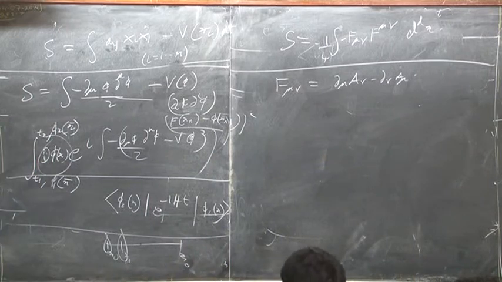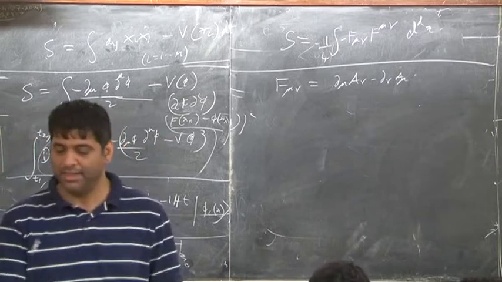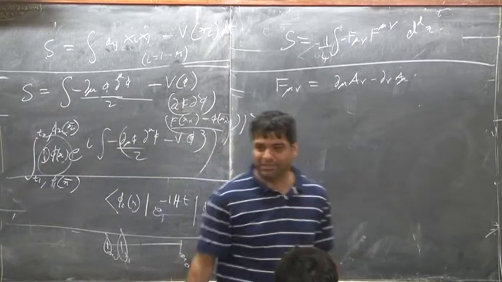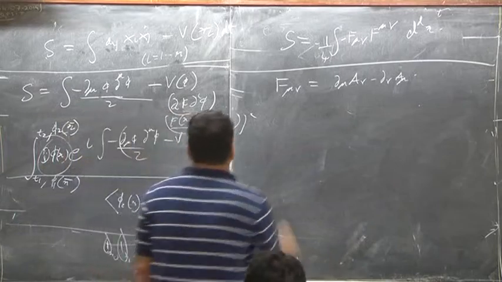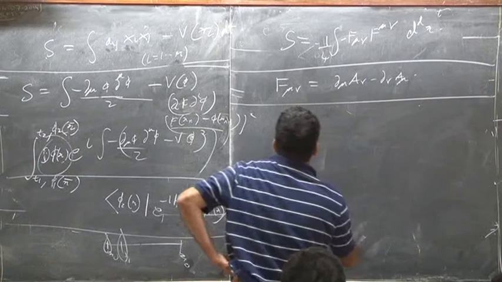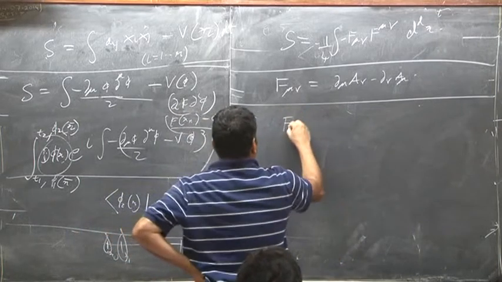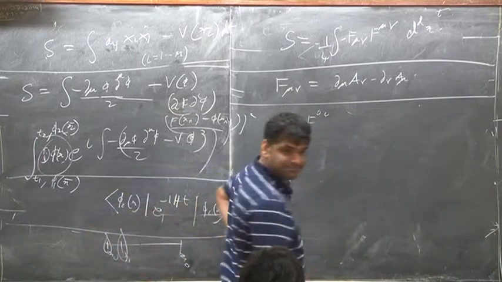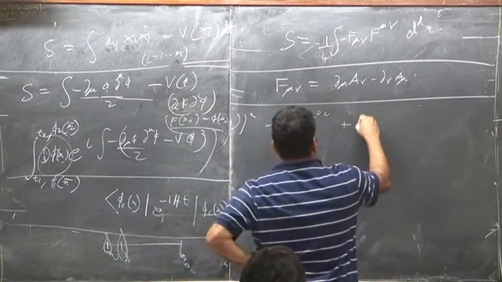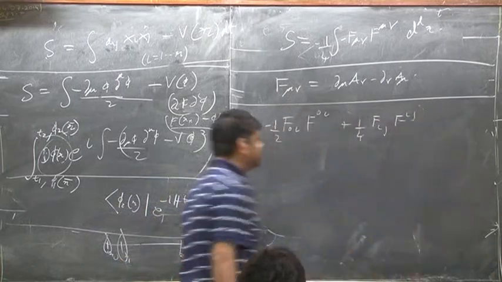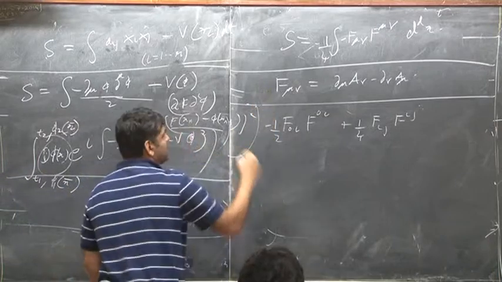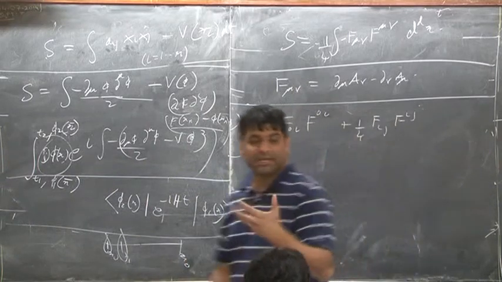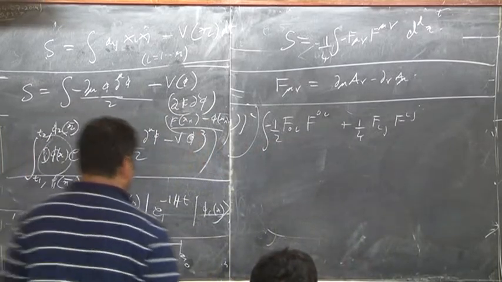Now, this action has a funny kinetic term. For the purpose of quantization, in order to see what I mean by this, let's do a time slice. We'll single out 0 as special. If we single out 0 as special, we can rewrite this action as F0i times half minus this, plus 1 by 4 Fij, taking out the terms in which time appears as special.